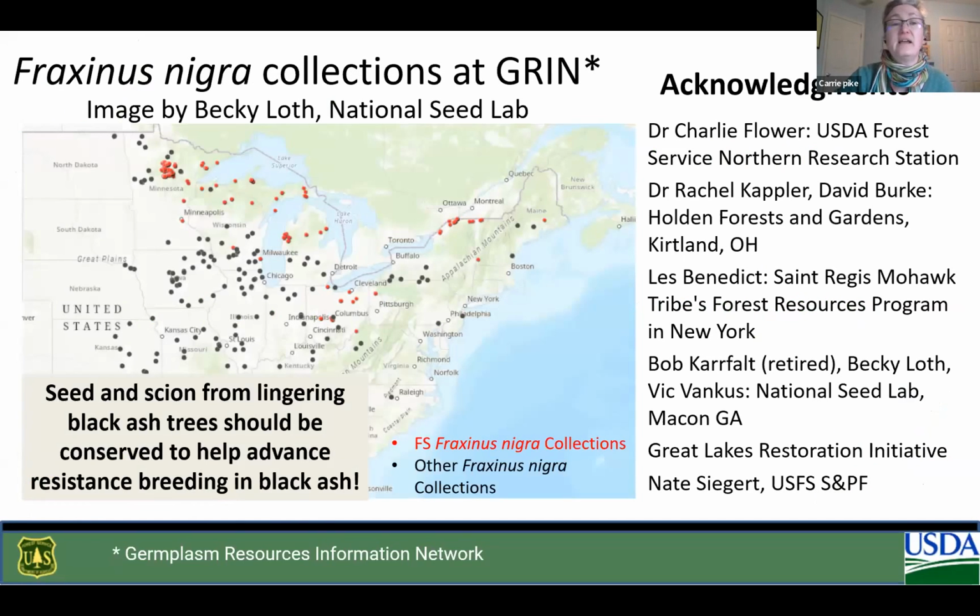This is my last slide. I wanted to finish with a picture that comes from the Seed Lab. These are the Fraxinus and Nigra collections at GRIN, the Germplasm Resources Information Network. Note that these are not lingering trees, and someday it would be really nice to have seed and scion from lingering trees to help us conserve ash resistance in the future.